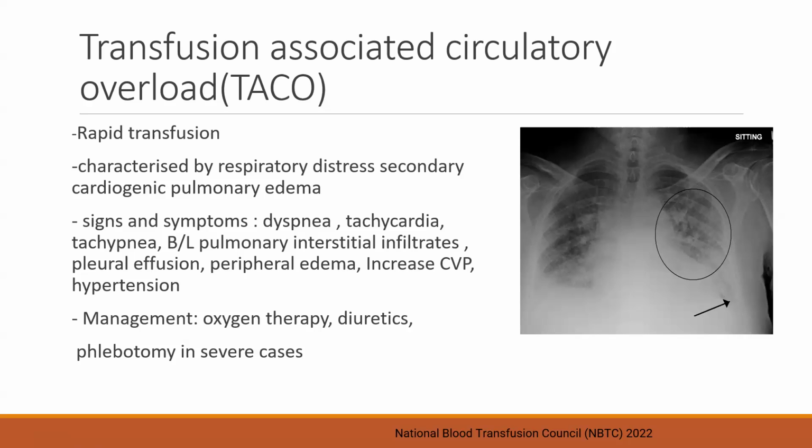In these patients, there is an increase of BNP, brain natriuretic peptide levels, and in X-ray we will see cardiomegaly and diffuse bilateral pulmonary infiltrates. Different signs and symptoms are dyspnea, tachycardia, tachypnea, and in X-ray bilateral interstitial infiltrates and pleural effusion, peripheral edema, increase in central venous pressure, and hypertension. Management is mainly oxygen therapy and diuretics to decrease the load on the heart, and phlebotomy may be done in severe cases.